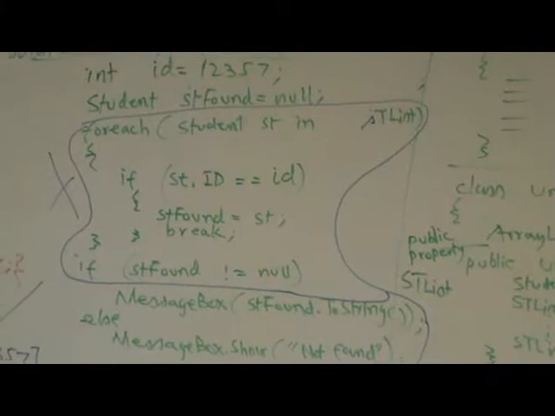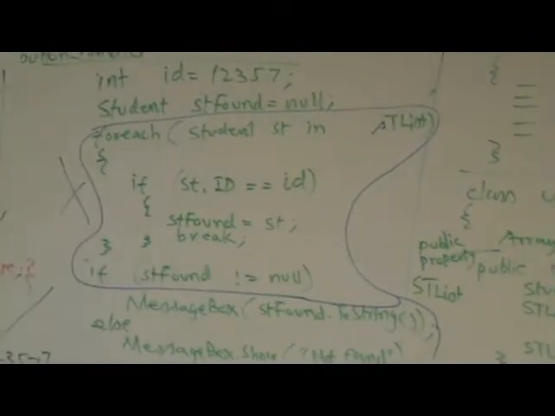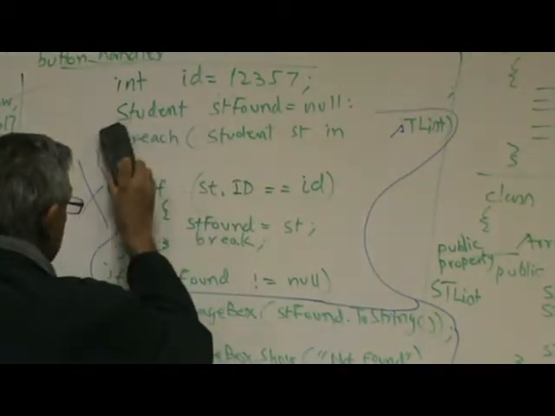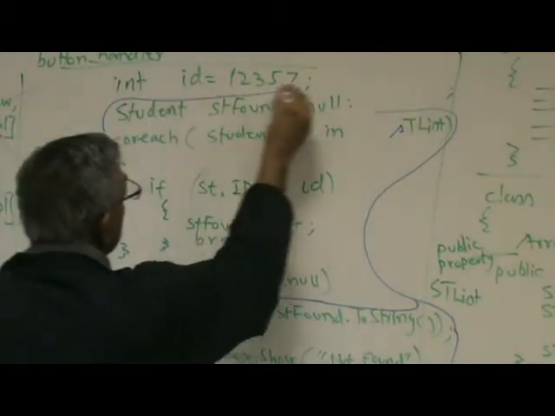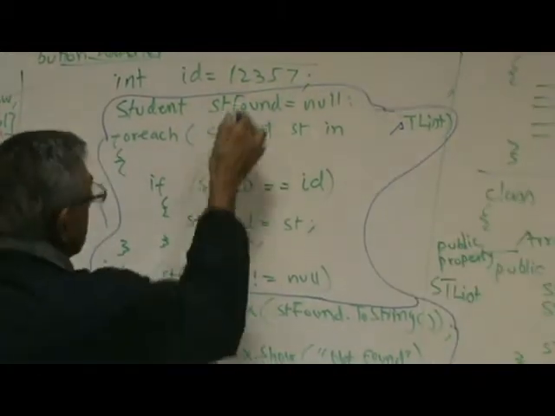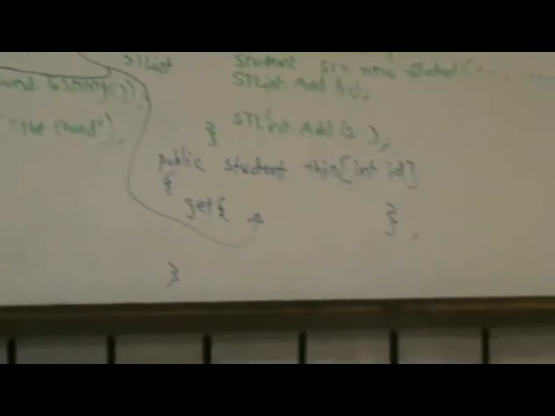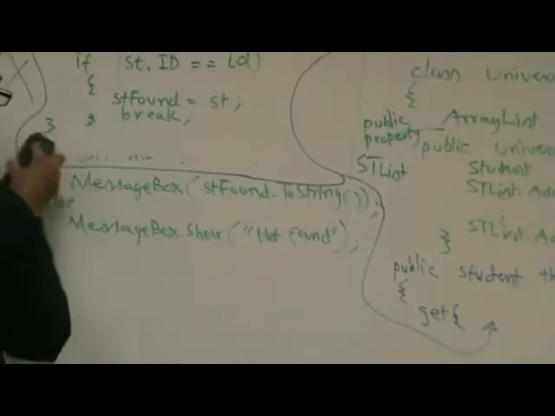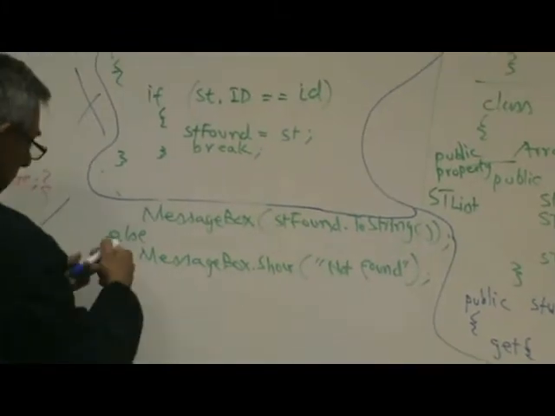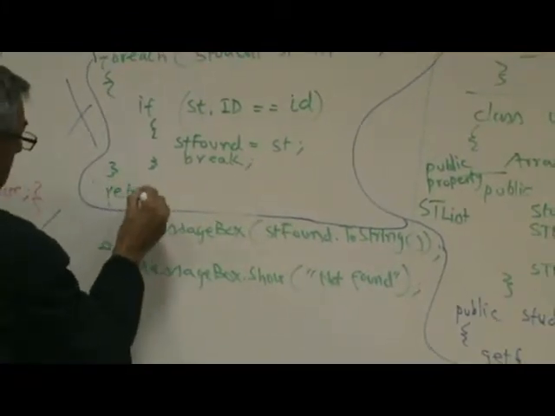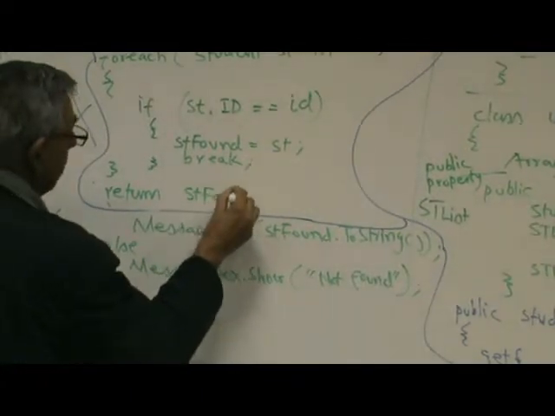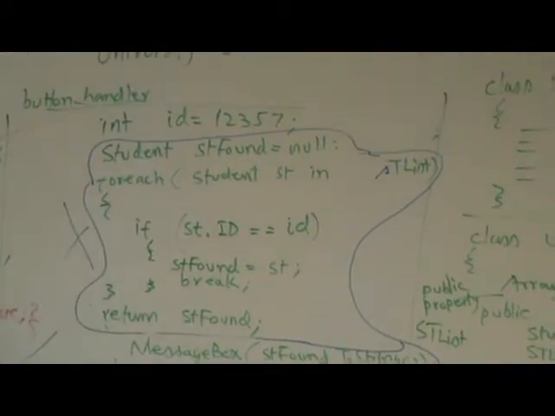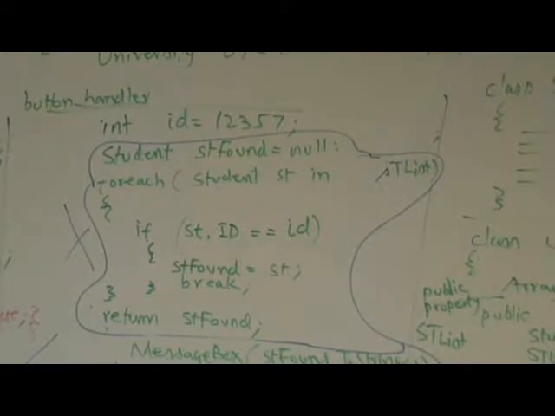Yes. Okay, so let's actually add this line as well. Let's add this line also. And this is the parameter now for our indexer. So we don't even have to say if stFound not equal to null. We will simply say return stFound. It could be null if we did not find it because we initialized it to null, or it could be whatever student that we found, correct?